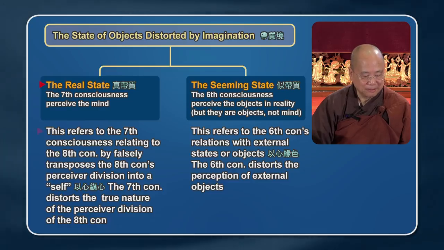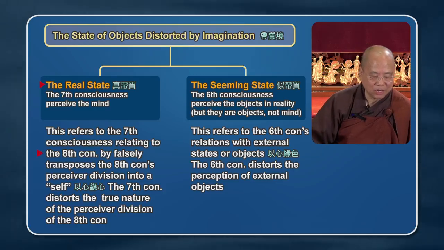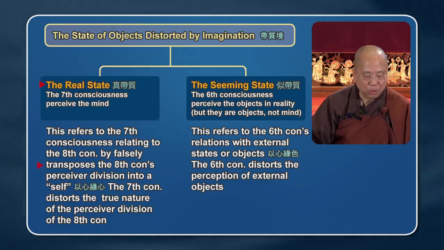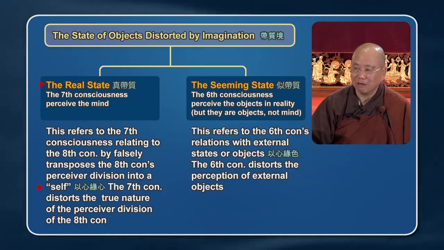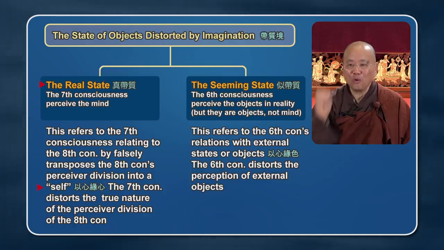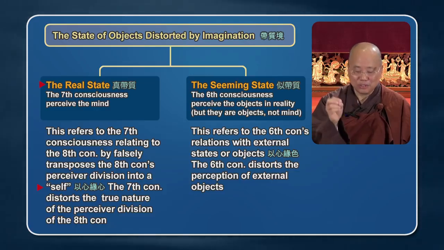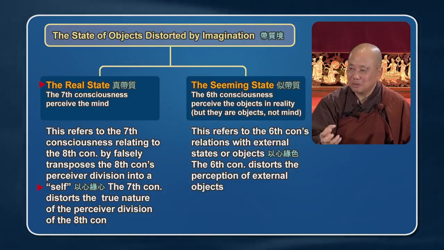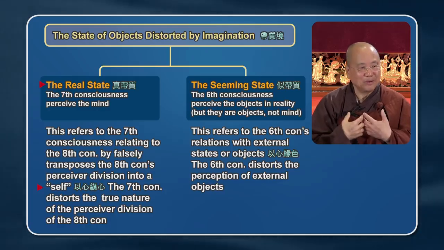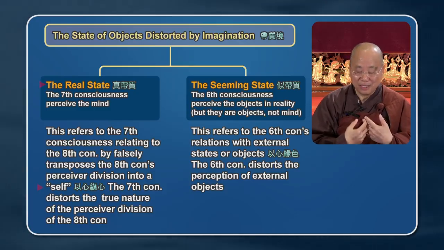And the real state, let's take a look at the real state now. This refers to the seventh consciousness relating to the eighth consciousness by forcibly transposing the eighth consciousness's perceiver division, or the perceiver aspect, into a self. The seventh consciousness forcibly transposes the alaya's perceiving aspect into a self. Our egoistic consciousness thinks that the alaya consciousness is a self.